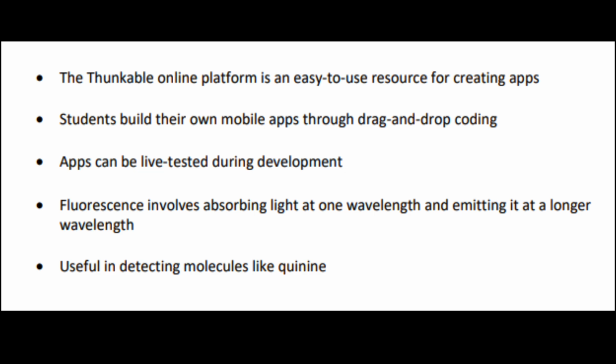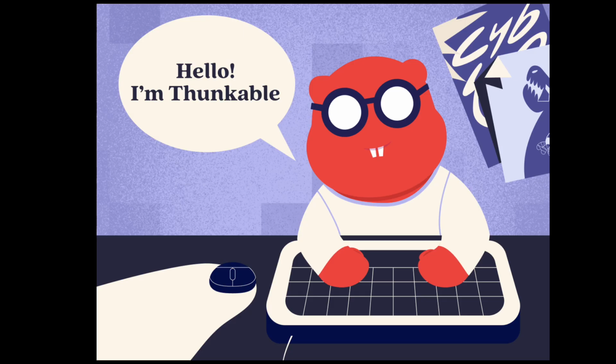One of the key methods we'll be integrating into the app's background is fluorescence. It occurs when a substance absorbs light at one wavelength and then emits it at another, usually longer wavelength. This principle is used in many areas of chemistry, including the detection of molecules like quinine, a compound that is found in tonic water. By using an app that integrates a fluorescence measurement tool, students can engage with this technique directly, improving both understanding and retention of complex concepts.